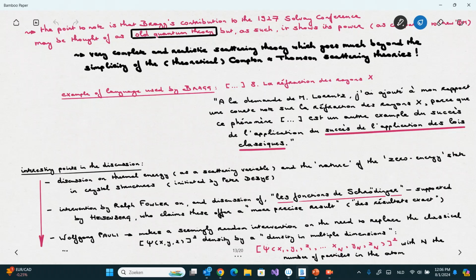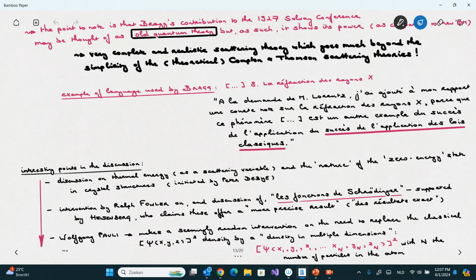There's an intervention by Ralph Fowler also, who immediately sort of refers to "les fonctions de Schrödinger," Schrödinger's wave function or probability functions, and Heisenberg jumps on that to claim that these offer a much more precise result, the "résultat exact," in terms of explaining how scattering works. In case how you get these intensities of reflection.